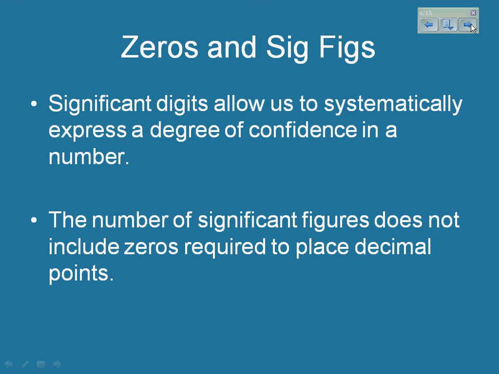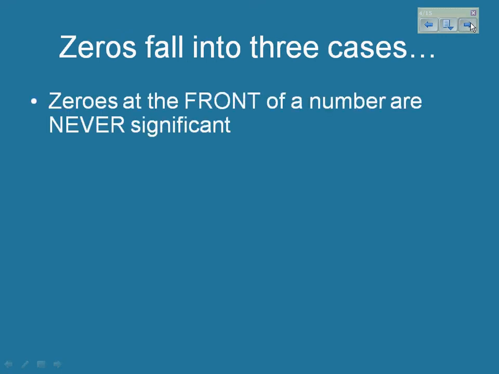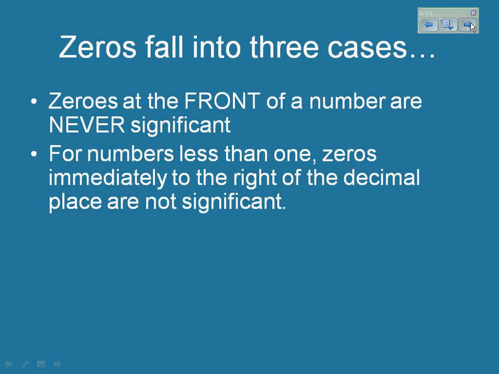Zeros in sig figs. Significant digits allow us to systematically express a degree of confidence in a number. The number of significant figures does not include zeros required to place decimal points, which means to give the number the proper value. So zeros fall into 3 cases. Zeros at the front of a number are never significant. For numbers less than 1, zeros immediately to the right of the decimal are not significant. They are important. They give you the value of the number, but we don't count them as sig figs.